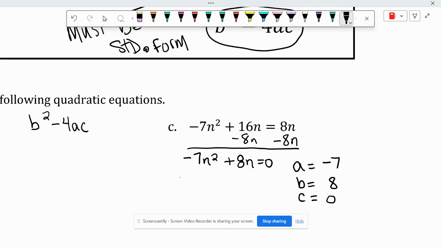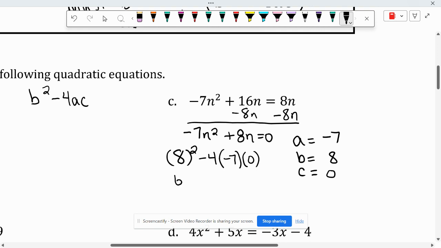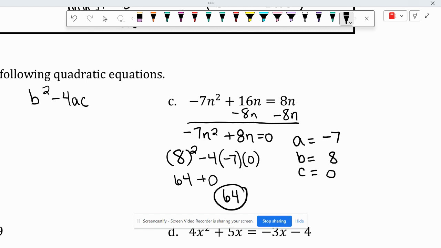Okay, so we're finding the discriminant. B squared, well, that's 8 squared minus 4 times negative 7 times 0. Well, 8 squared is 64. Negative 4 times negative 7 is a positive 28 times 0 is just 0, right? So the value of the discriminant is 64 plus 0. So it's just 64.